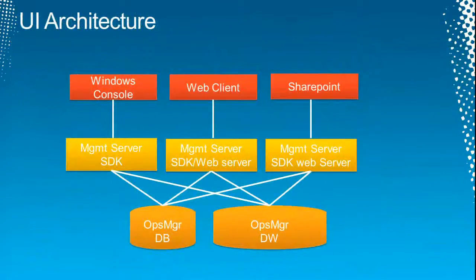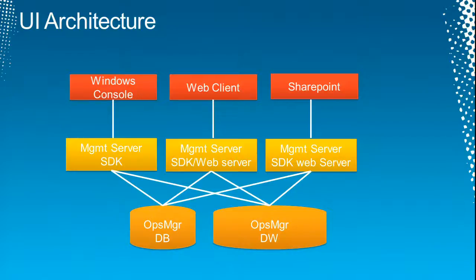Okay, so as we've mentioned with some of these widgets, some of the data being pulled is from the data warehouse. Now in Ops Manager 2007, the data warehouse was pretty much exclusively for reporting purposes. The operations console did not use data from the data warehouse. The architecture of Ops Manager 2012 has changed. We can now utilize data in the data warehouse.